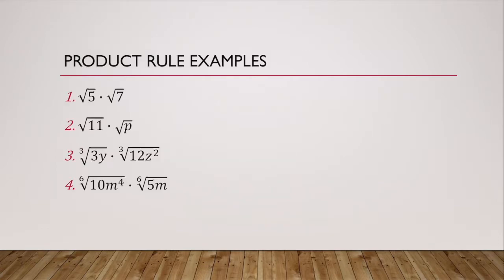So if I have the square root of 5 times the square root of 7, that becomes the square root of 5 times 7, which is the square root of 35. And as always, check and see if you can simplify these radicals. If I have the square root of 11 times the square root of p, that becomes the square root of 11p. Notice they always have to have the same index.